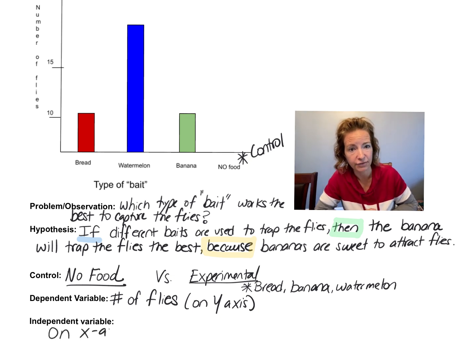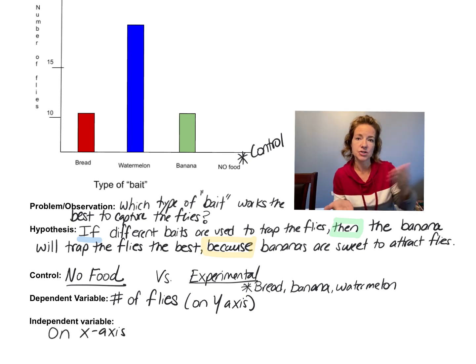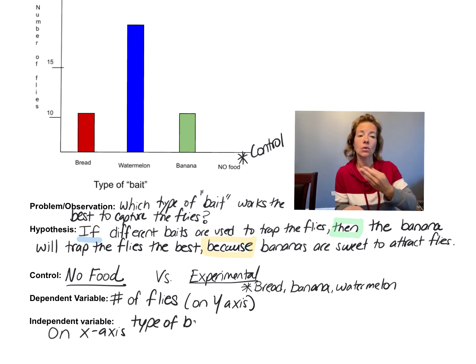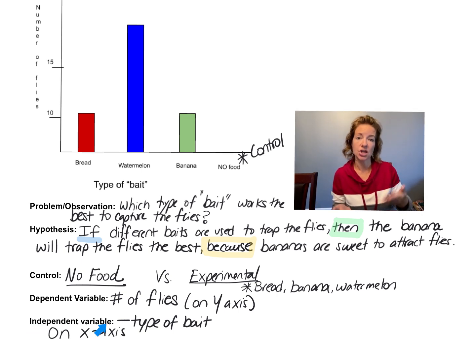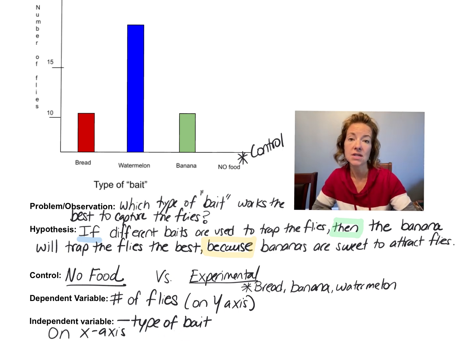The independent variable is what it is that Rodney is changing. So Rodney is changing the food. Is it the bread, is it the watermelon, or is it the banana that's going to attract the flies the most? So the independent variable, again, is what the scientist changed, and he changed the different types of bait. And that usually is going to go on the x-axis. So that's something else that you can start to recognize when you've got a graph, or when you're building a graph.